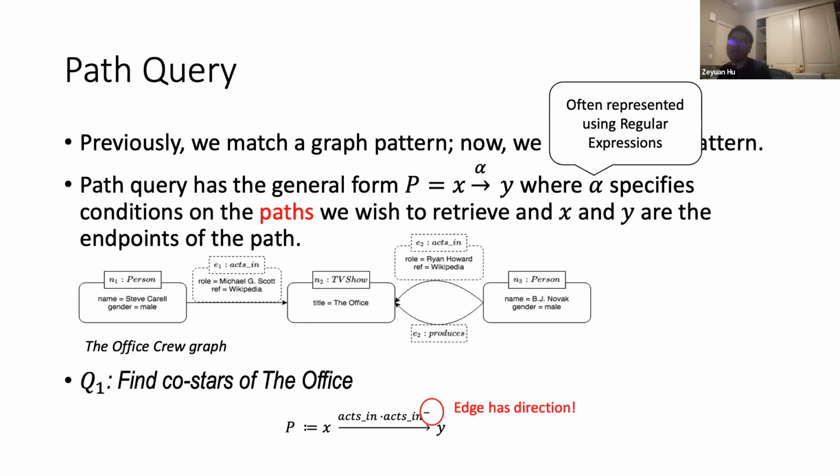direction. By default, an edge goes from left to right. So this acting-in represents an edge that goes from left to right by default. And if we want to specify that the edge goes from right to left, then we put a minus sign as a superscript on the label.